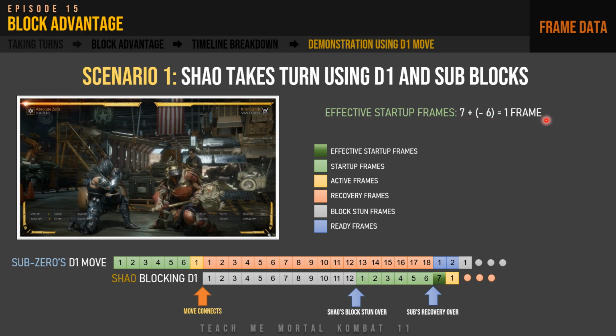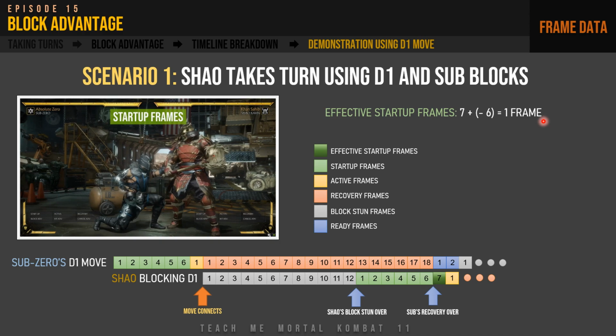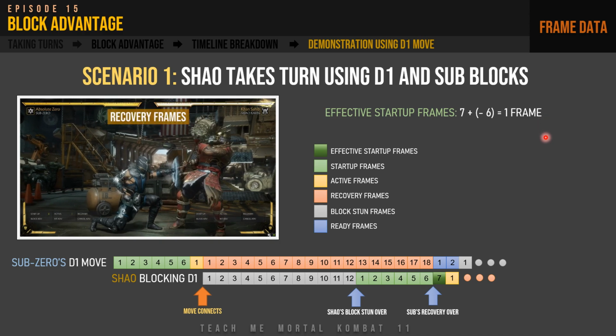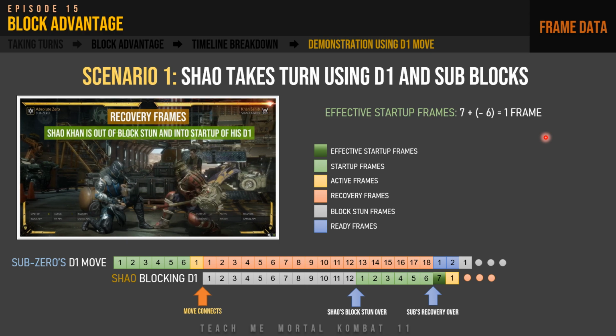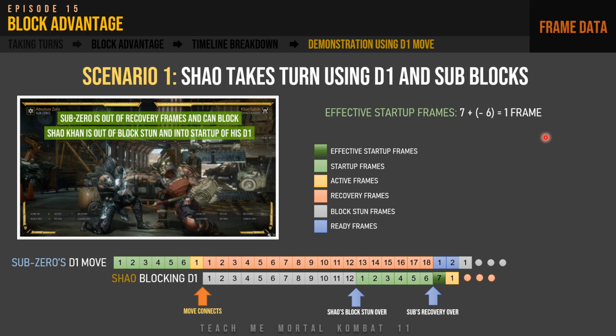Now, in order to beat the down 1 of Shao Kahn, Sub-Zero needs a 1 frame startup move, which isn't possible. So Sub-Zero is left with just one option, and that is to block and respect Shao Kahn's turn.